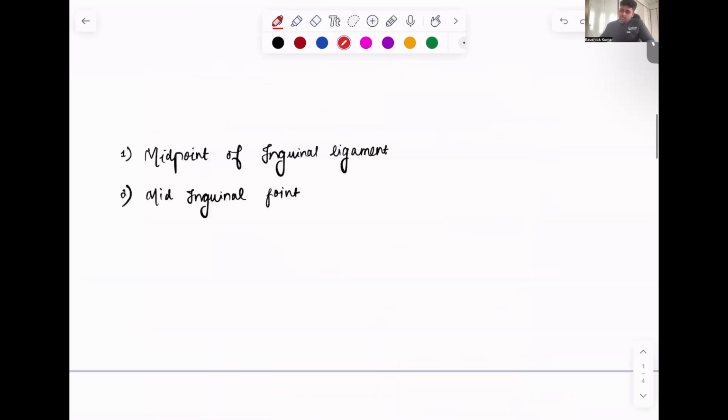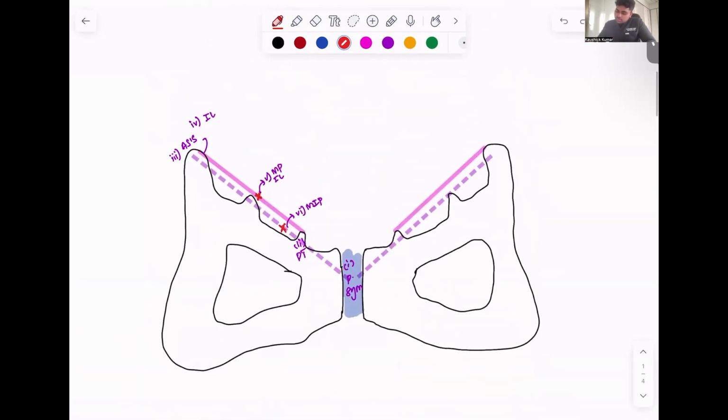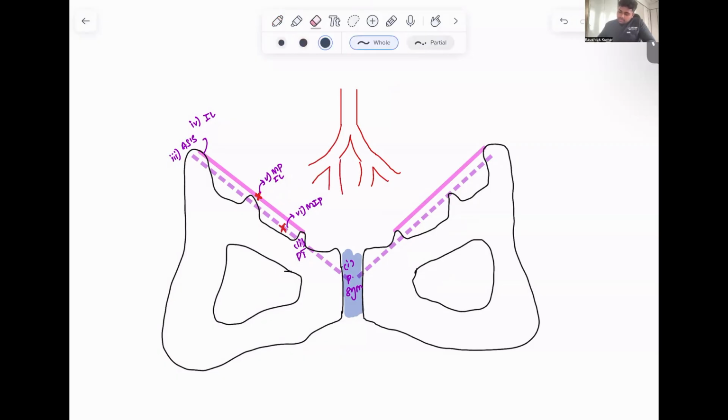So what is the clinical significance in knowing what is mid-inguinal point and what is midpoint of inguinal ligament? For that, I have to draw abdominal aorta. Abdominal aorta splits into common iliac artery on both sides. This common iliac artery in turn gives off external iliac artery and internal iliac artery. This external iliac artery runs down like this, passes below the inguinal ligament to enter into lower limb, and becomes femoral artery.